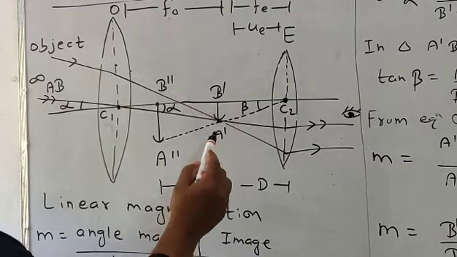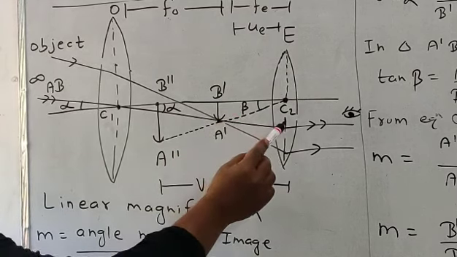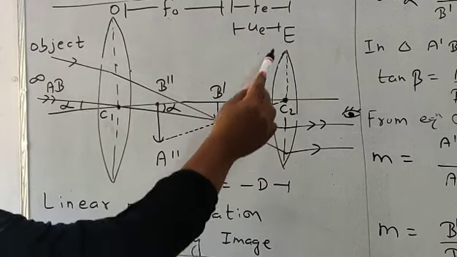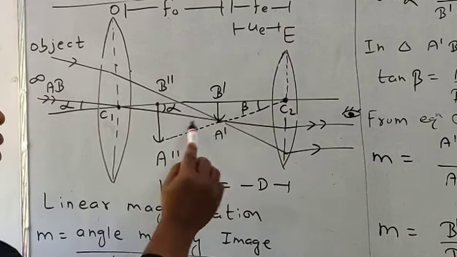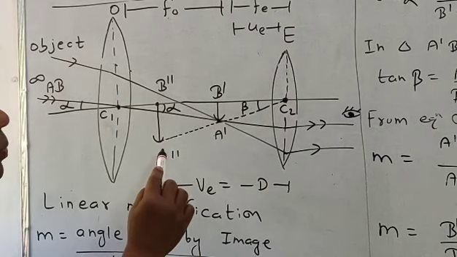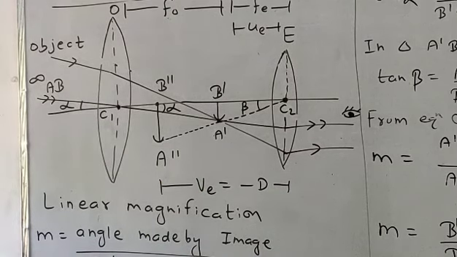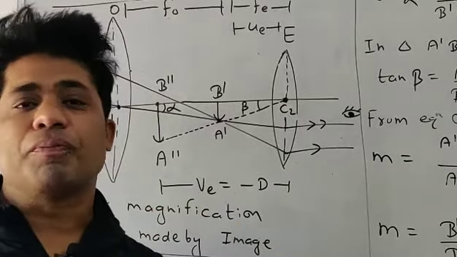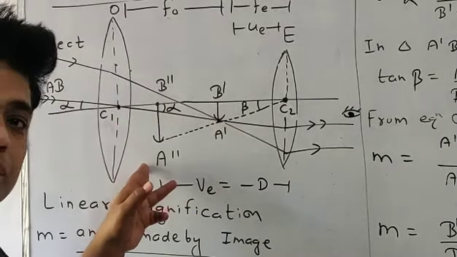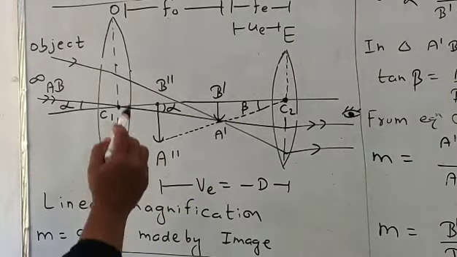As you can see, A dash B dash is the image for the objective lens, but it is placed in front of the eyepiece lens. So the eyepiece lens behaves like an object. The eyepiece lens will form its enlarged, magnified, real, inverted image A double dash B double dash at the least distance of distinct vision. In the case of a telescope, we can take two cases: when the final image forms at infinity and when the final image forms at the least distance of distinct vision.